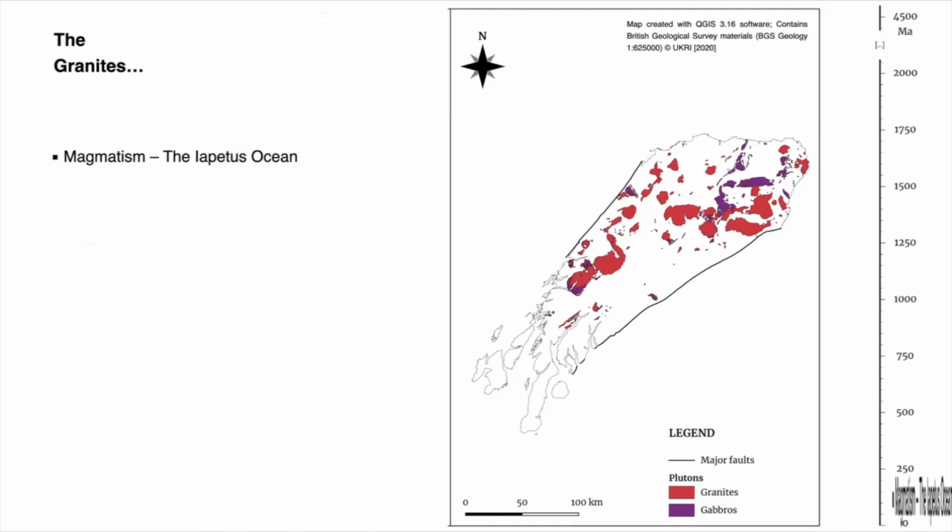Most of the plutonic rocks of the Grampian terrain are associated with the opening and closure of the Iapetus Ocean. Of all, let's focus on the granitic plutons. They are the largest and most numerous, and can be broadly divided into the older granites that were emplaced during the opening of the Iapetus Ocean, and the newer granites that accompanied its closure.